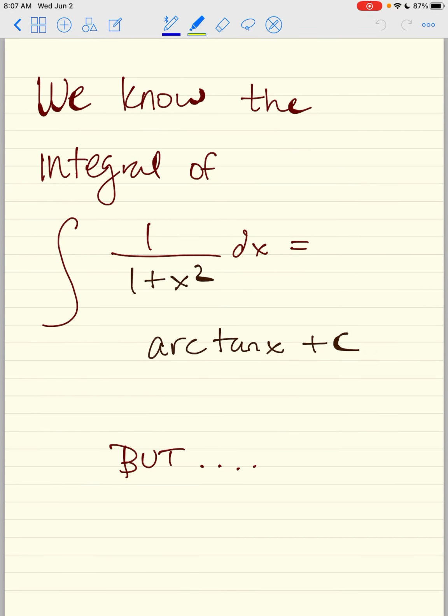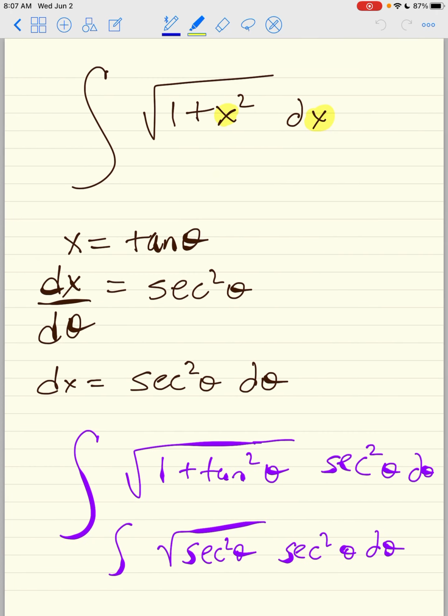We know that the integral of 1 over 1 plus x squared dx is equal to arc tan x, but what if we get something like this? What is the integral of the square root of 1 plus x squared with respect to x? Now this problem takes a long time to do, so I wrote out all the steps and I'm just going to walk you through it.